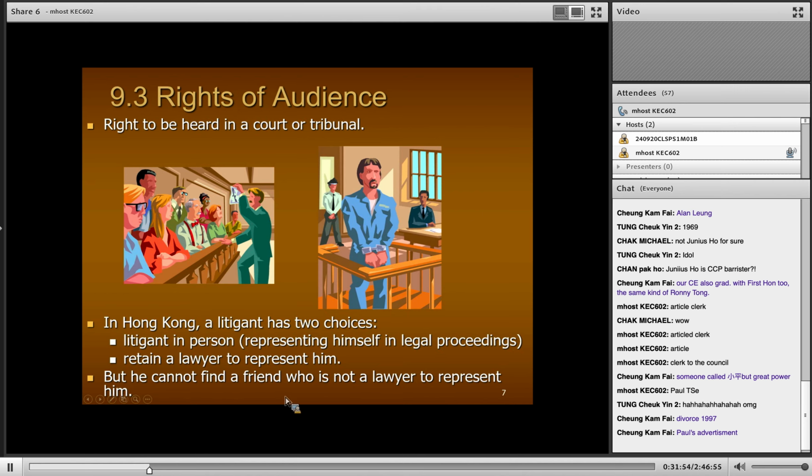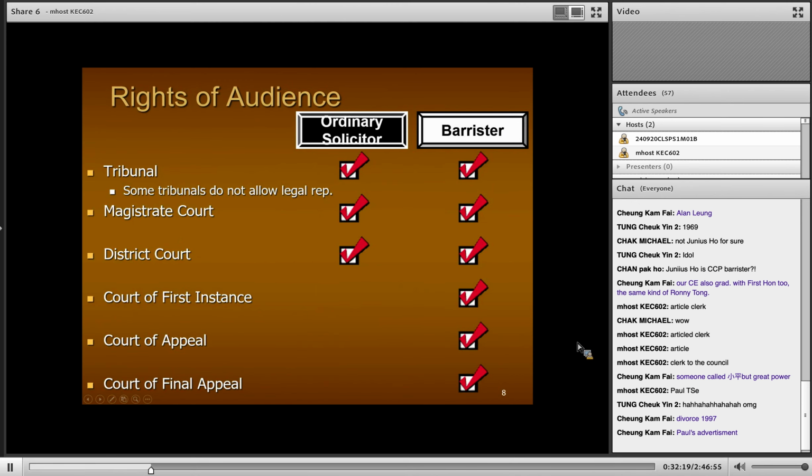But he cannot find a friend who is not a lawyer to represent him. For example, if your friend has a lot of legal knowledge, usually you are not allowed to ask him to represent you. Okay? I think in some special cases the court may agree. For example, an old lady, very poor, may ask her son to represent her. But usually, if you ask your friend to represent you, it's not allowed.